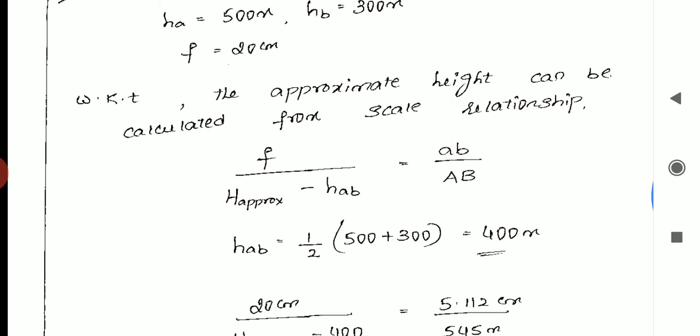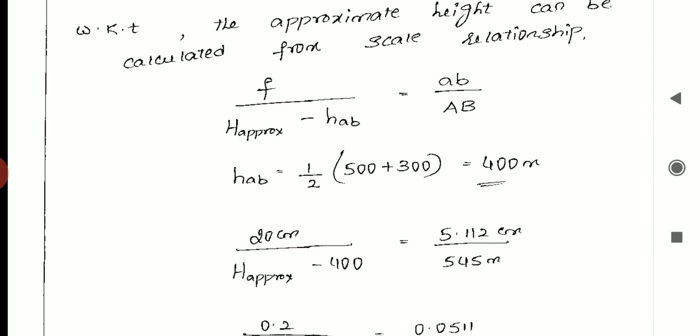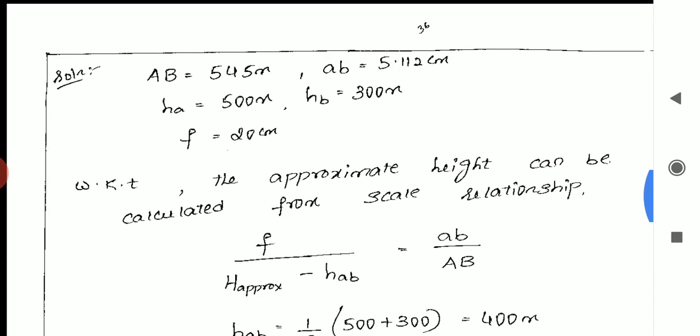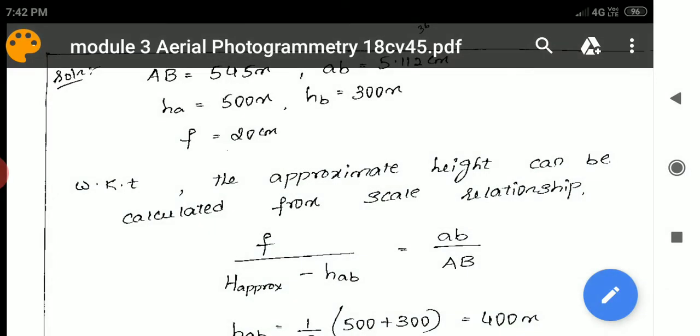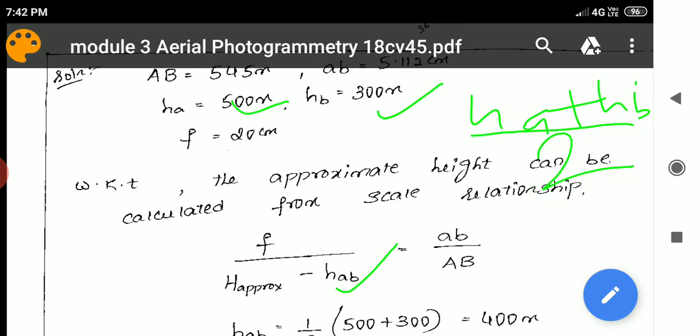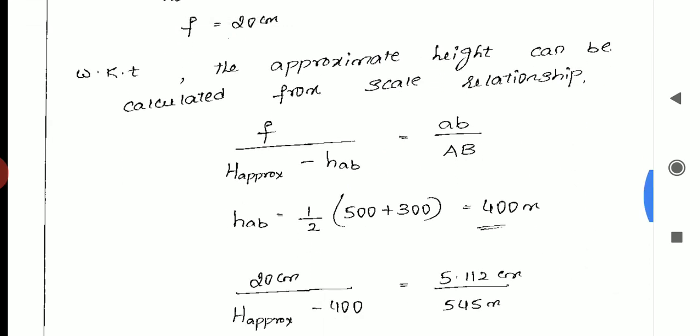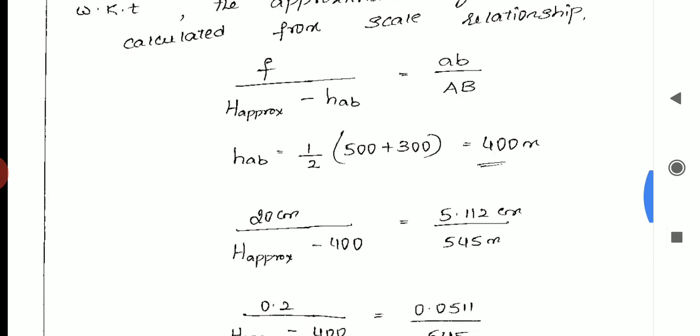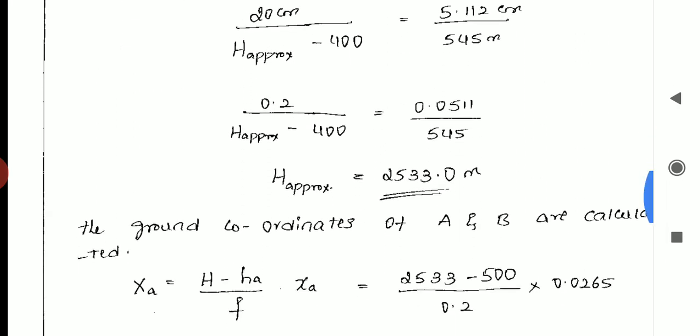So see here, we know the approximate height calculation formula: f divided by H approximate minus h_AB equals ab divided by AB. It is already having a formula. So h_AB we get using this formula. Here, hA is 500 and hB is 300. hA plus hB divided by 2 is nothing but h_AB. Okay, so we will get h_AB.